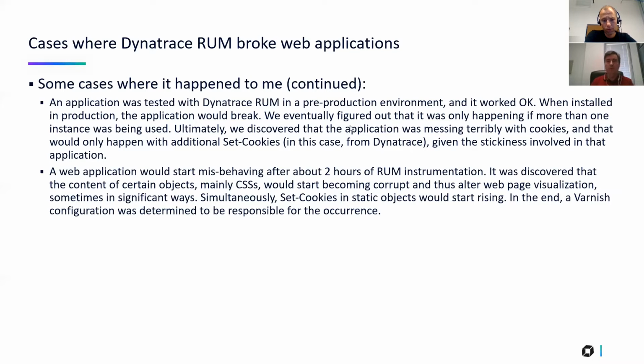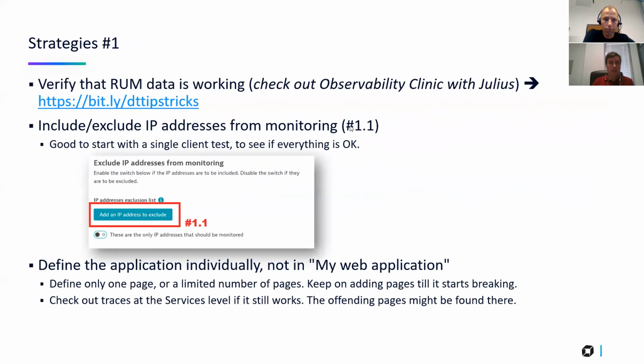So I'm going to talk a little bit about some options we have when tackling this type of problem, and some of the configurations we can do in Dynatrace to help us find out what might be happening in these situations. The first one I would suggest is the observability clinic that you did with Julius about a month ago, just to verify that RUM is really working and it's not something else. There's a link here to check it out because it's an important checklist to make sure that RUM is working.